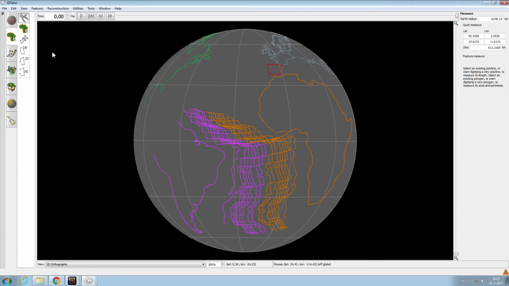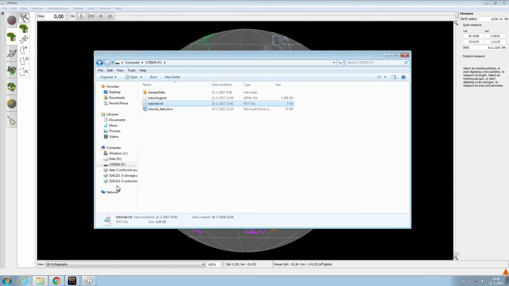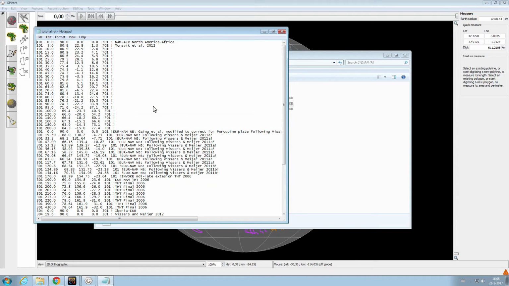At this point, as you can see, there is a South American plate in the GPML file, but it's not yet in the rotation file. And before we can start moving South America, we have to specify how we want GPlates to calculate the Euler poles for South America. And in this case, we want to let GPlates calculate those poles with respect to Africa. So I'm going to open my rotation file. And I'm going to add two lines in here.